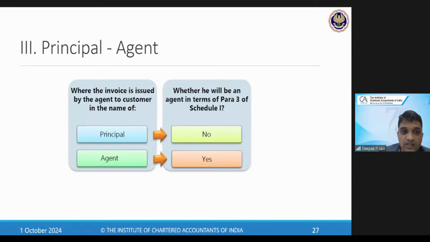Where the invoice is issued by the agent to the customer in the name of the principal, then will he be an agent? No. If the invoice is issued by the agent to the customer in the name of the agent itself, then it will be liable under Schedule 1.